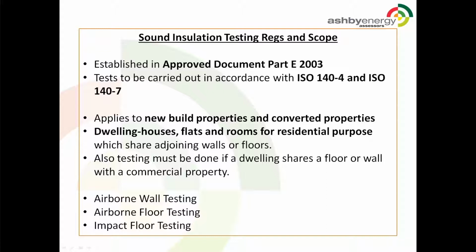Approved document Part E applies to new build properties and converted properties and includes dwellings such as houses, flats and rooms for residential purposes which share any adjoining wall or floor. In addition, there will be tests needed if the dwellings share any floor or wall with a commercial property. These tests will include airborne wall testing, airborne floor testing, and impact floor testing.